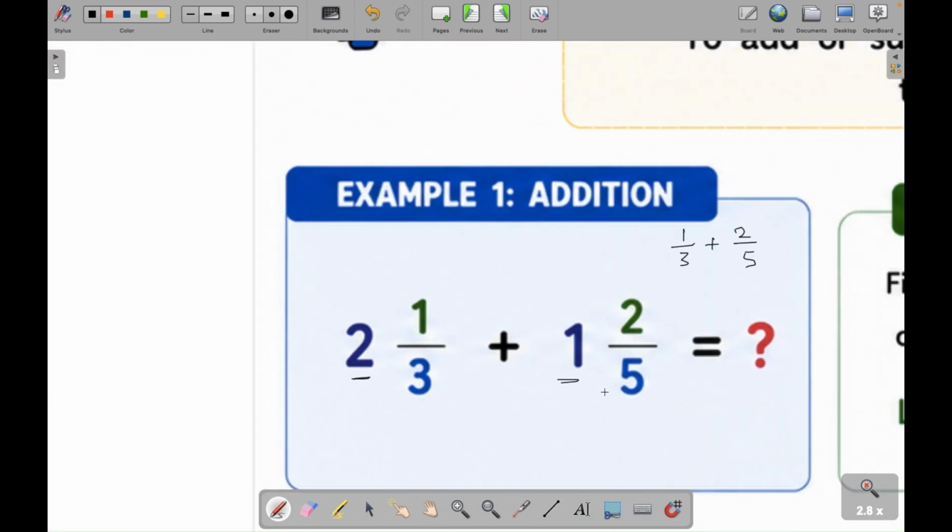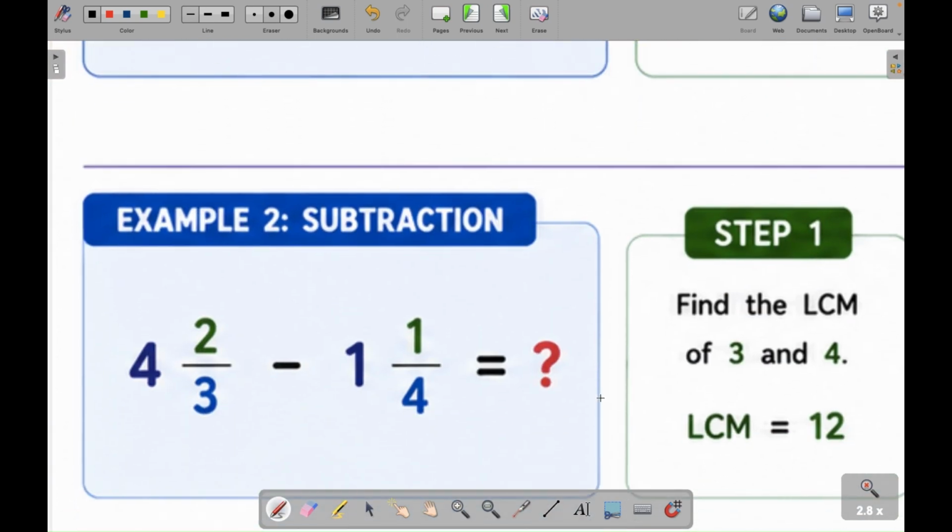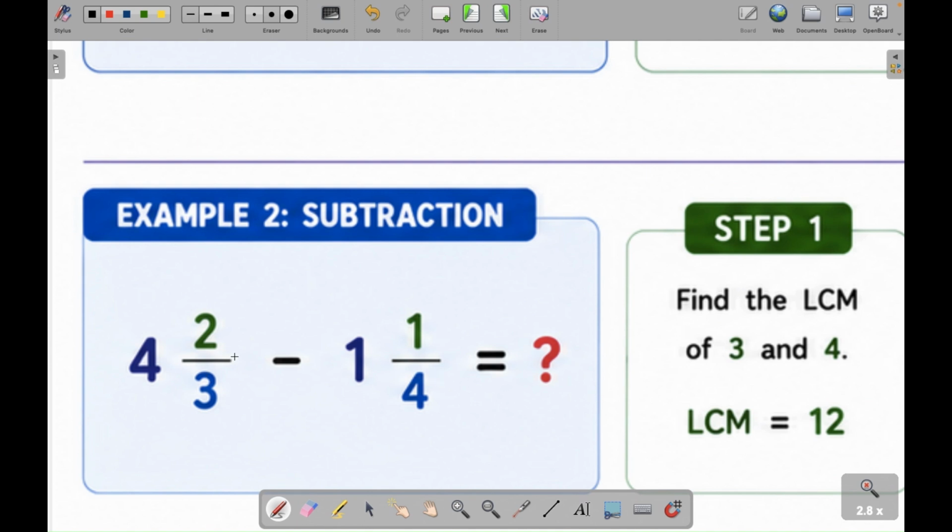Let us now see one example wherein we have to subtract. When we are going to subtract these two numbers, first of all, we'll check which is greater. Is 2 by 3 greater or is 1 by 4 greater? If this is greater, then there is no issue. If this is greater, then we have to borrow 1. Among 2 by 3 and 1 by 4, if we cross multiply, we'll get 8 here and 3 here. So 8 is greater than 3, so 2 by 3 is greater than 1 by 4. So we can simply subtract the whole part and the fractional part without any further processing.